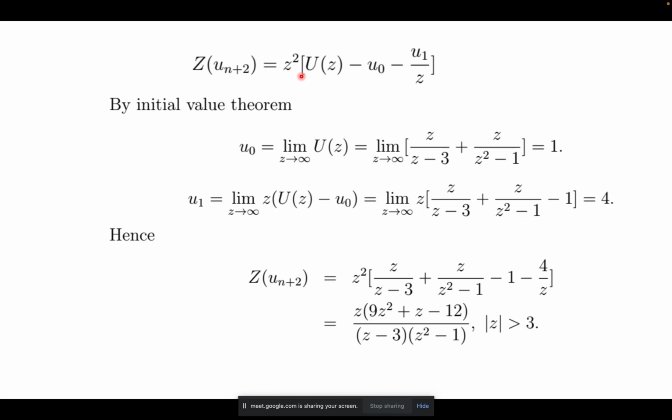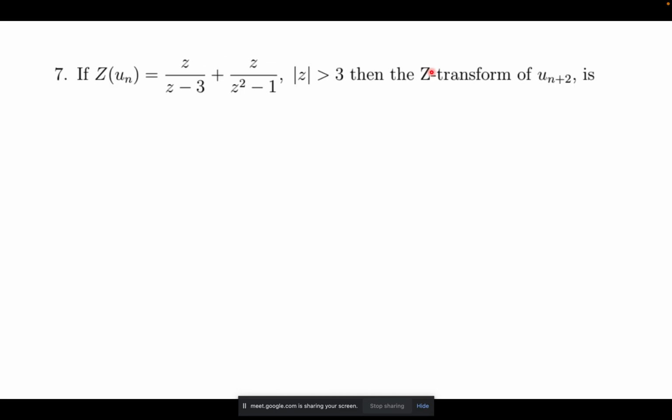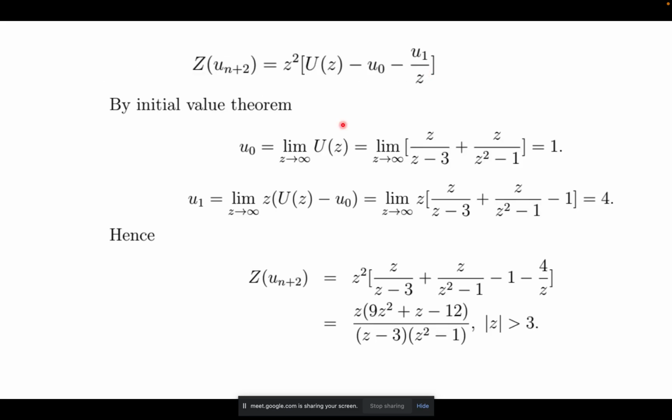So the z transform of u(n plus 2) will be z square times U(z) minus u0 minus u1 by z. This comes from the shifting property. So Z of u(n plus 2) is z square times U(z) minus u0 minus u1 by z. Now, in order to calculate this, you first need to find the value of u0. The value of u0 is given by the limit of U(z) with z approaching infinity.